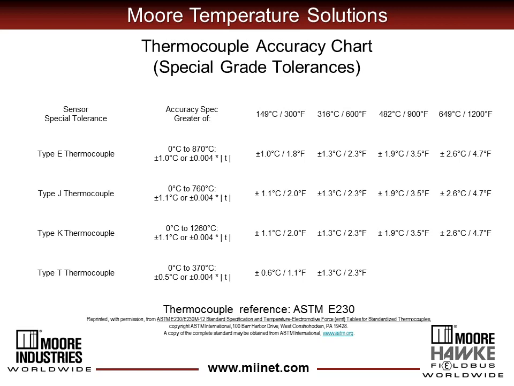You can improve thermocouple accuracy by using special tolerance, often called premium grade wire, when building your thermocouples. Basically, the reduced error is achieved by using wire with higher purity alloys. At 300 degrees F, a special tolerance thermocouple error is about plus or minus 2 degrees Fahrenheit.